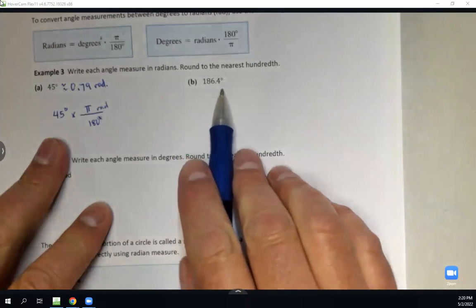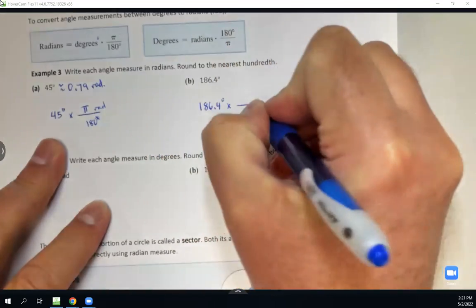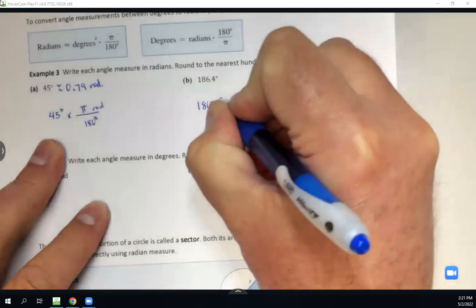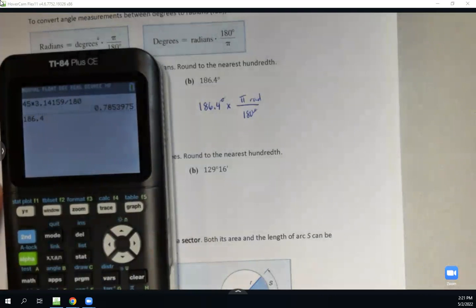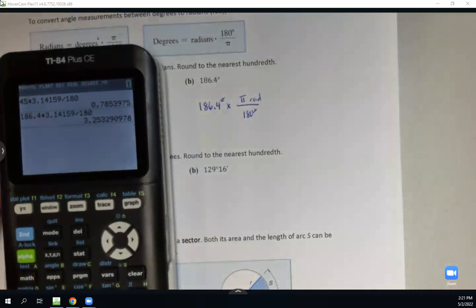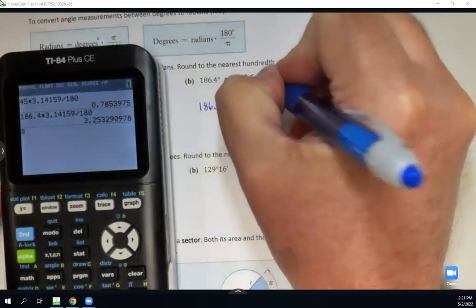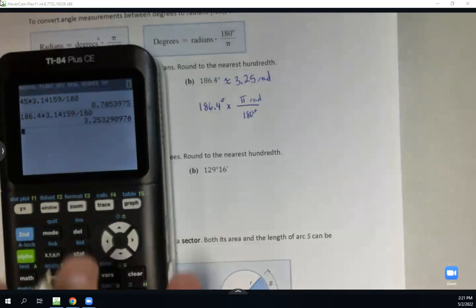Likewise, if I have 186.4 degrees, and I'm going to convert that to radians, so that would be pi radians over 180 degrees. So 186.4 times 3.14159 divided by 180. So that is about 3.25 radians. Any questions about that? Okay.